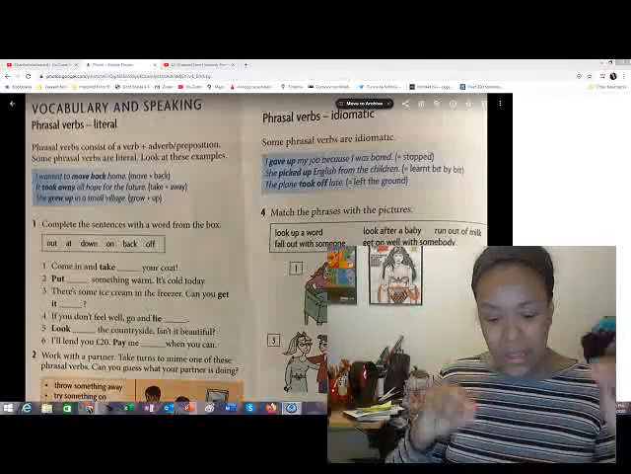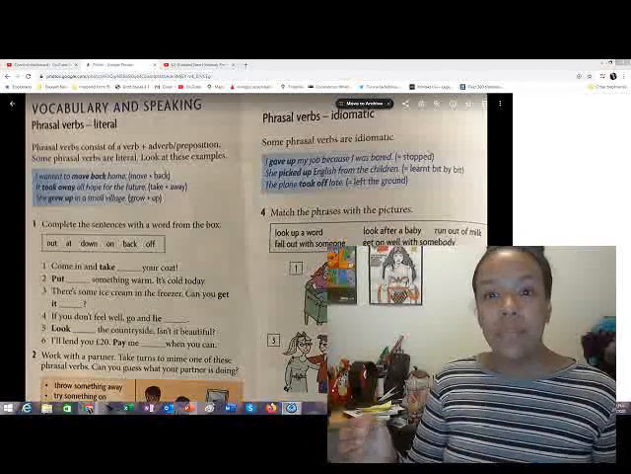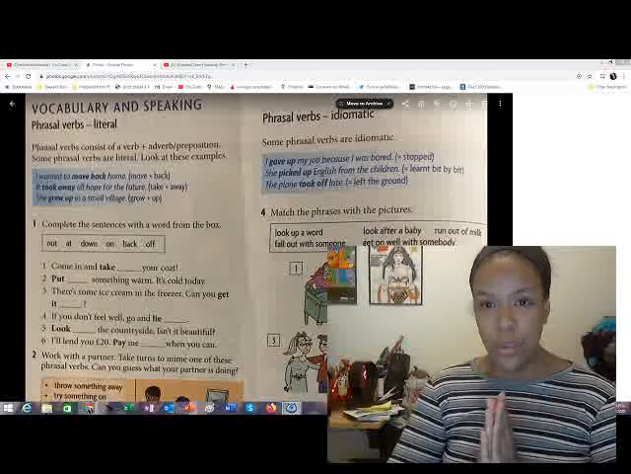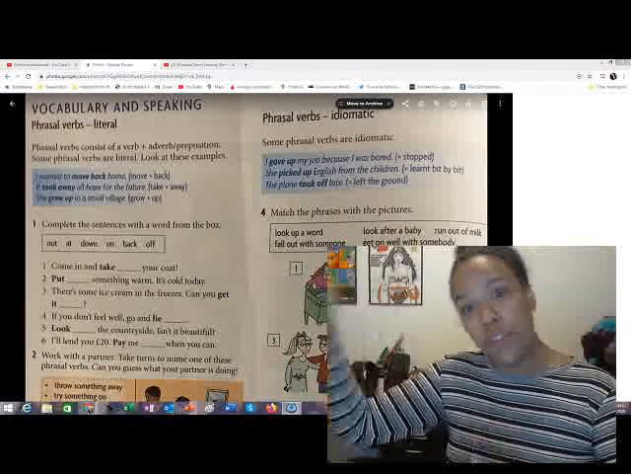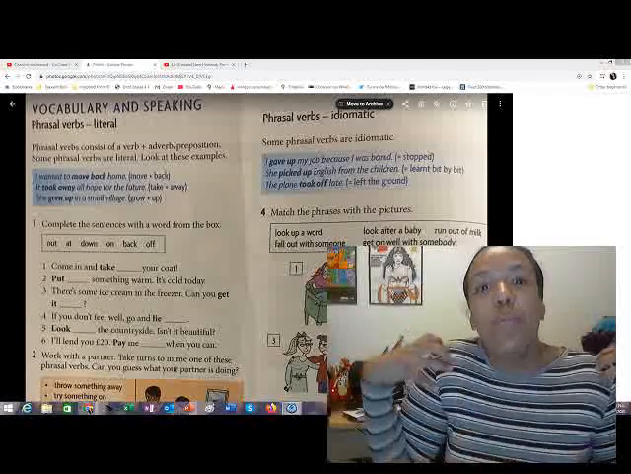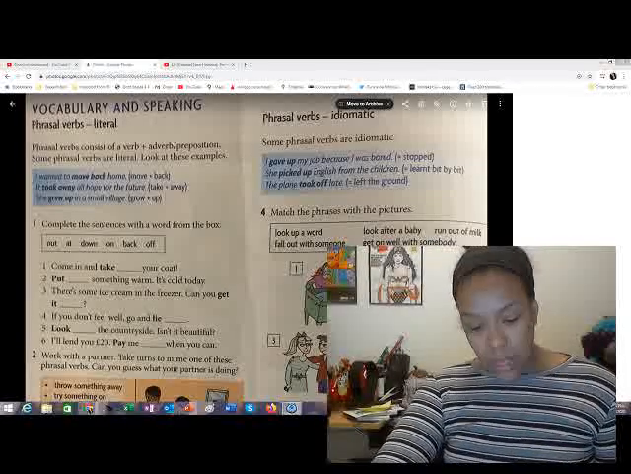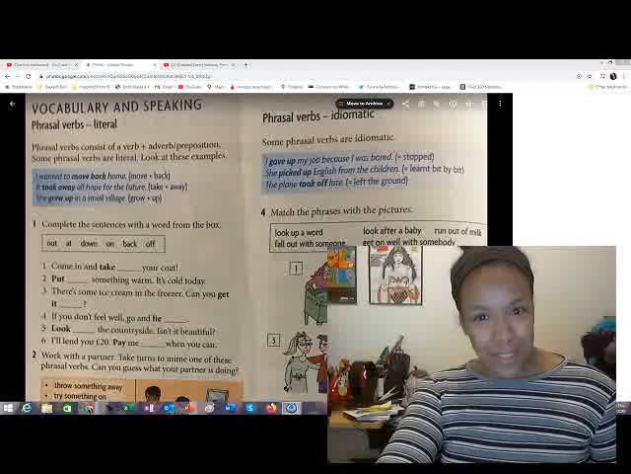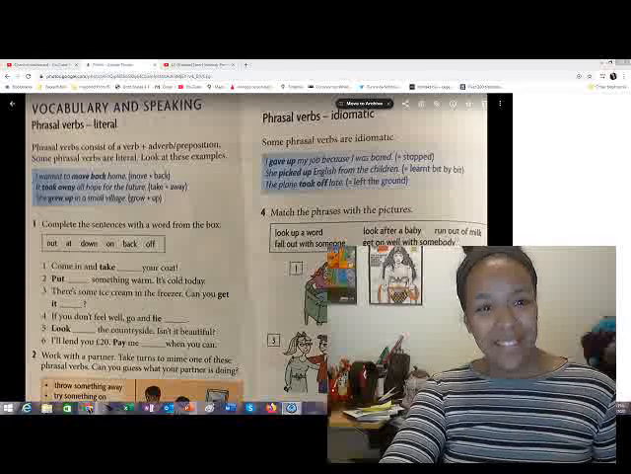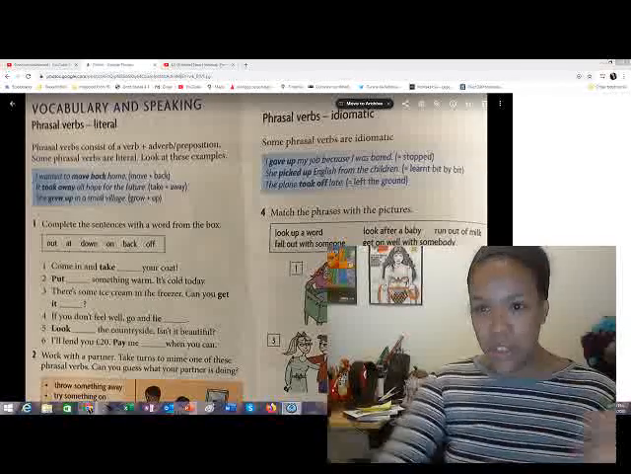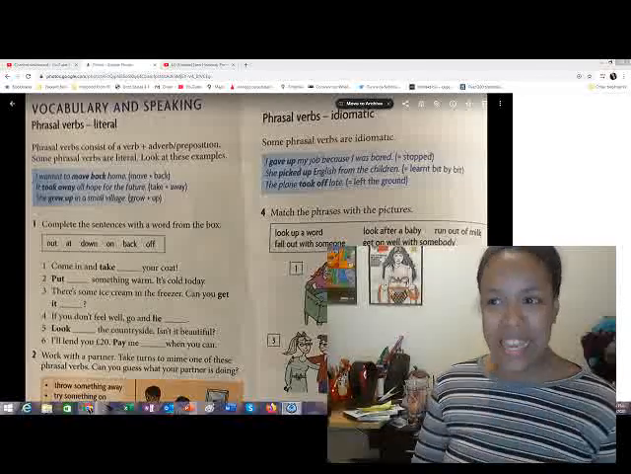Get on, get off the bus. You get on the bus when you're going into the bus to go somewhere. And you get off the bus when you remove yourself from the bus. Get back. You can also say get back. Get back here. You can even say it to small dogs. Get back here. Come on, get back here. Come back here. Get back here.